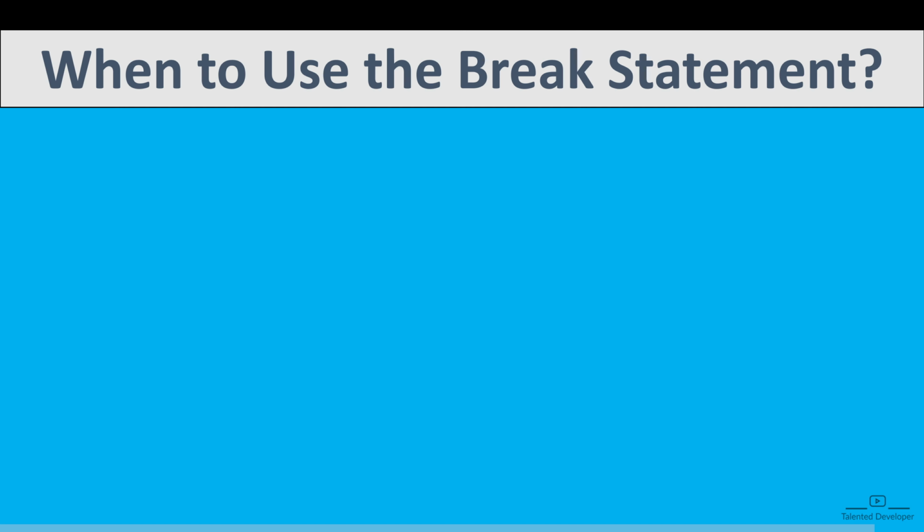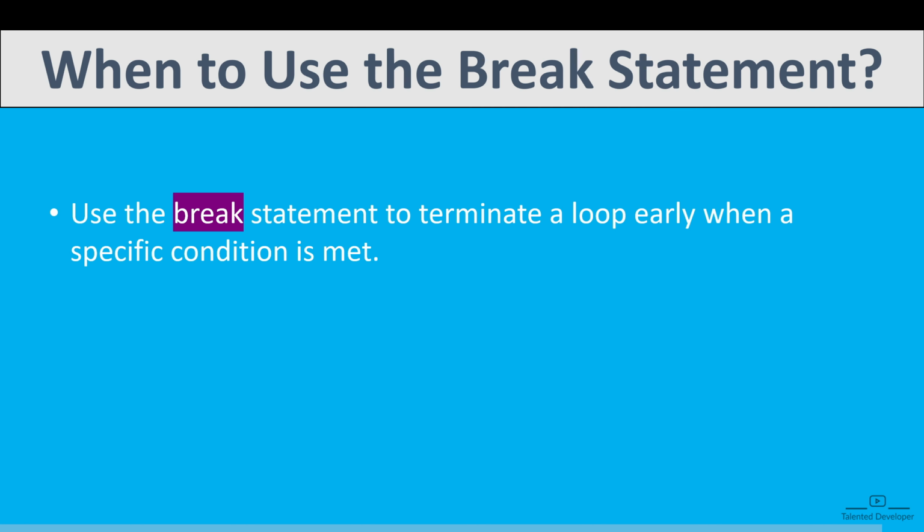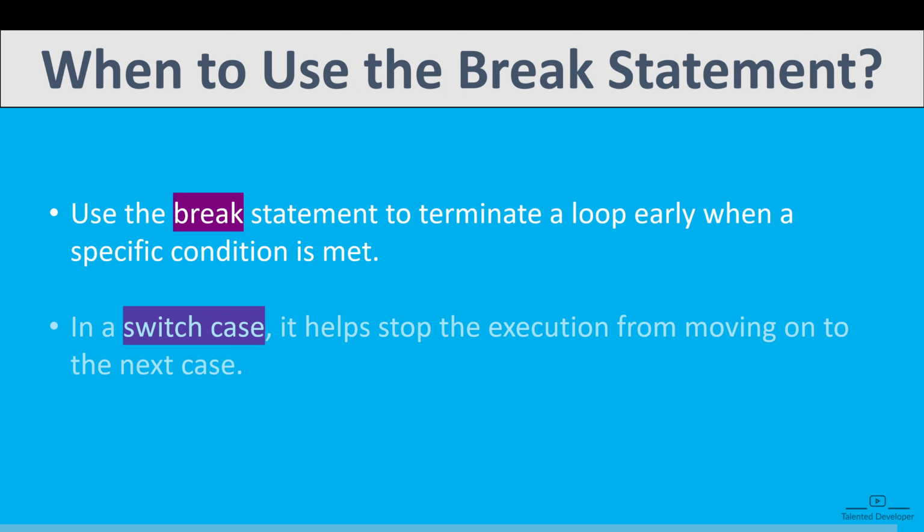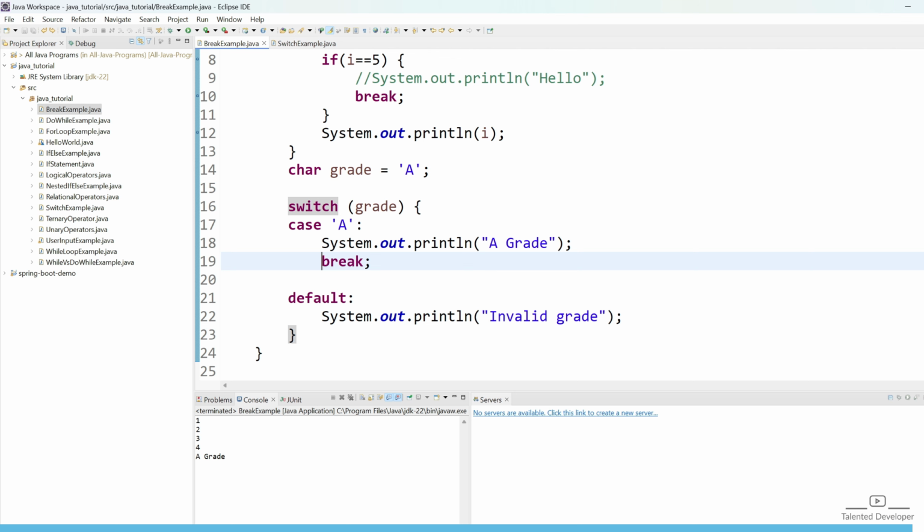So when to use the break statement? Use the break statement to terminate a loop early when a specific condition is met. In a switch case, it helps to stop the execution from moving on to the next case. In the next video, we are going to learn about continue.